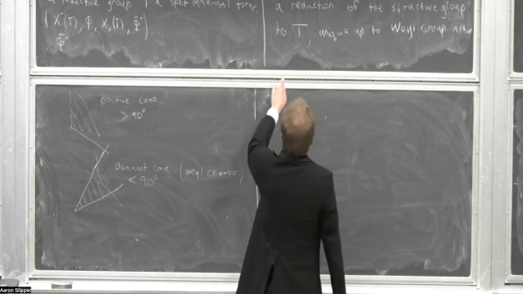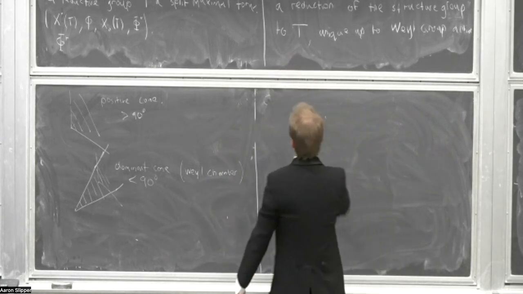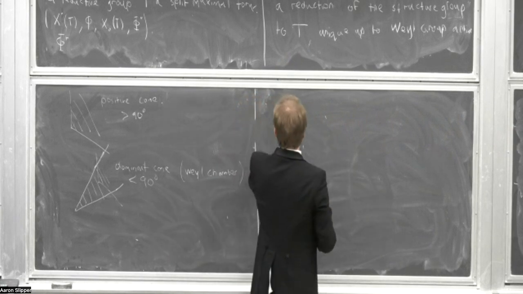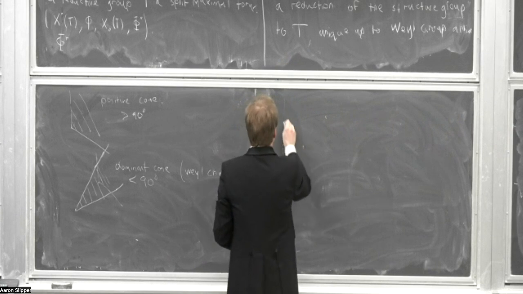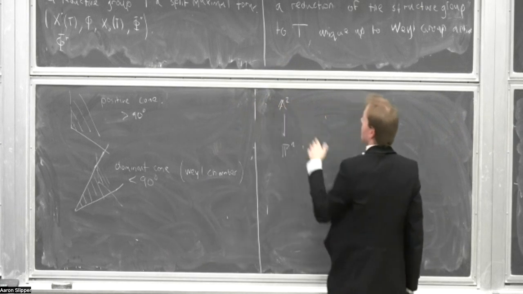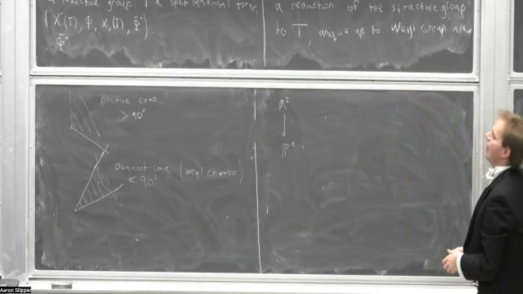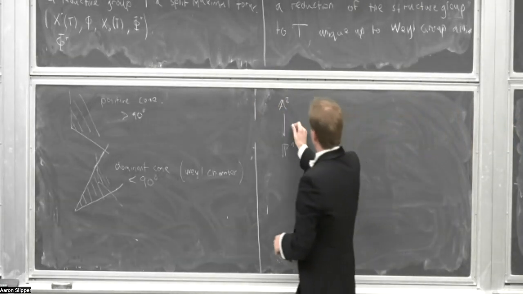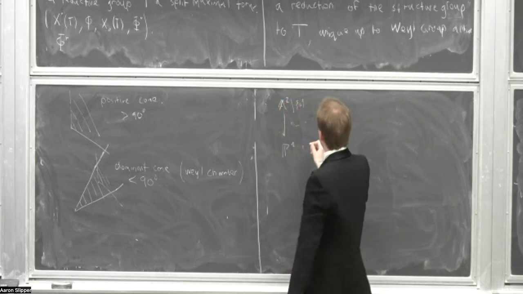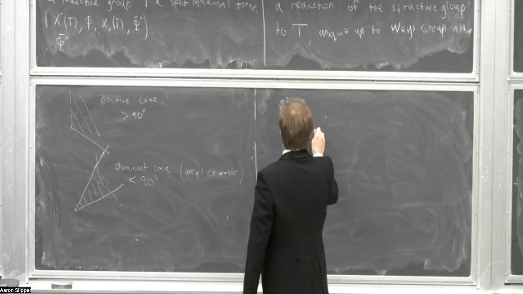So yes, in particular, P1 is a Gm-torsor. Always. P1 lives under A2 as a Gm-torsor. I have to remove the origin, thank you. That's something not right there.